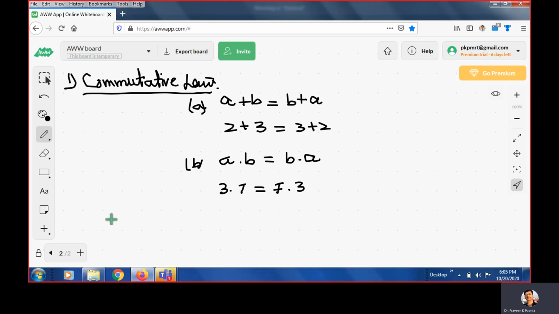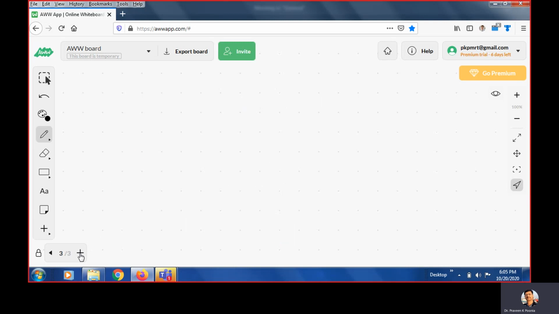Clear? In exam, what type of question we may ask you? Like 7 plus 11 is equal to dot dot dot plus 7. So what number will come in this? Fill in the blank. If you see, the answer here will be 11. So this type of questions generally asked in exams. So this is commutative law.